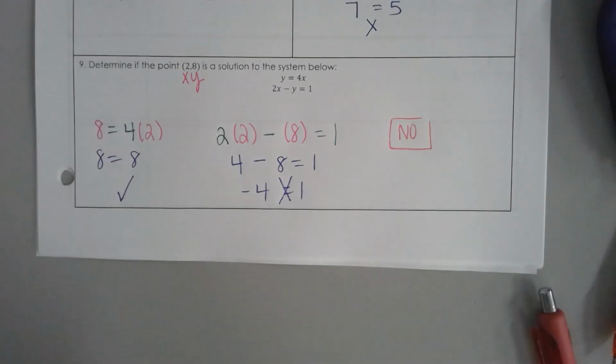So we had a system, which just meant we had to check both of them. And 2, 8 worked for the first one, but it did not work for the second line. So that meant it was not a solution to the system.